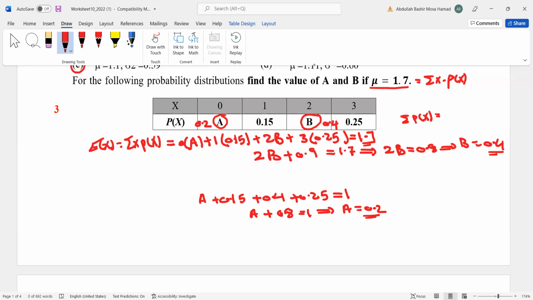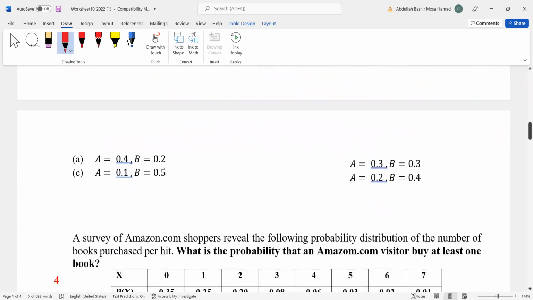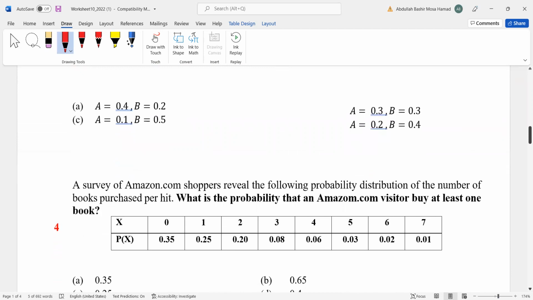If we write 0.2 instead of A and 0.4 instead of p, then 0.2 plus 0.15 is 0.35, 0.35 plus 0.4 is 0.75, and 0.75 plus 0.25 is 1. So we are right. So the answer is not A. The answer is B. And this is the answer, D.